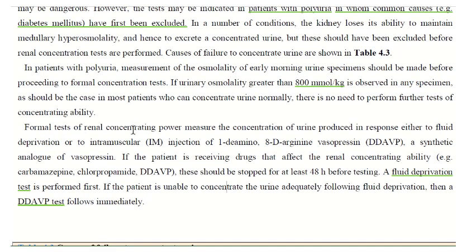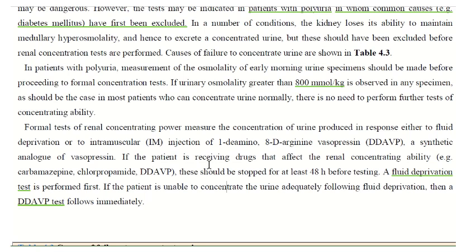Formal tests of renal concentrating power measure the concentration of urine produced in response to either fluid deprivation or to intramuscular injection of 1-diamino 8-dearginine vasopressin, DDAVP, اللي هو synthetic analog of vasopressin. إذن الفورمال تيست للrenal concentrating power تقيس concentration of urine produced in response بالاستجابة either fluid deprivation or intramuscular injection of هذا DDAVP اللي هو synthetic analog of vasopressin.